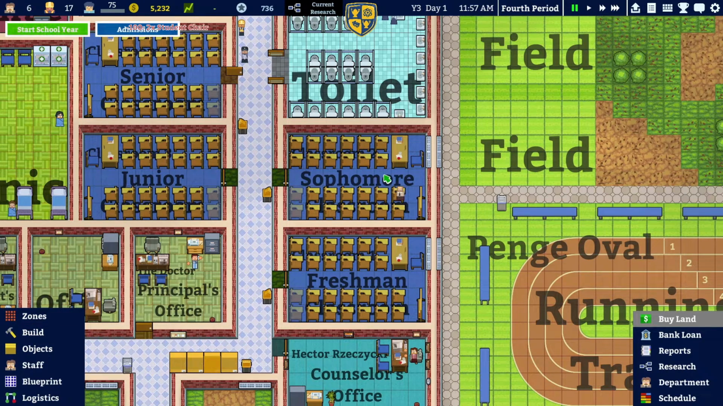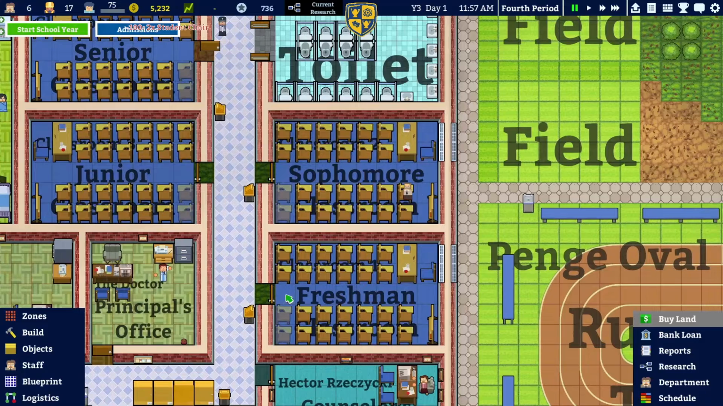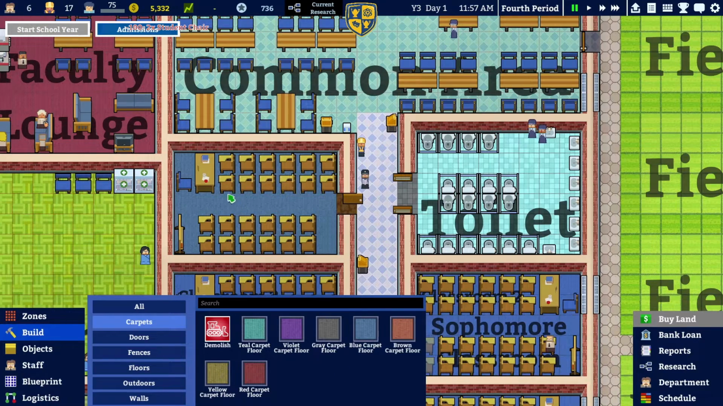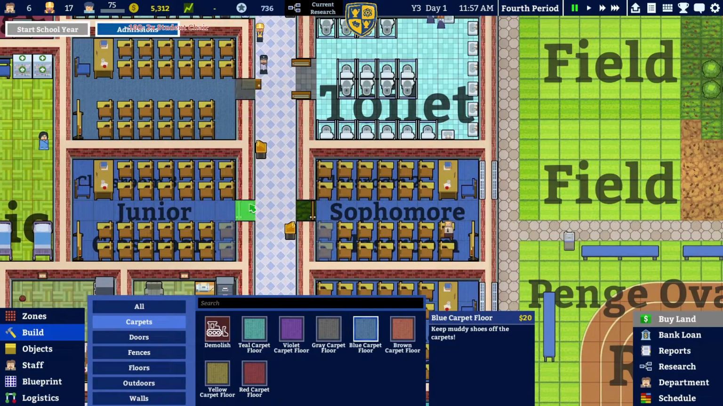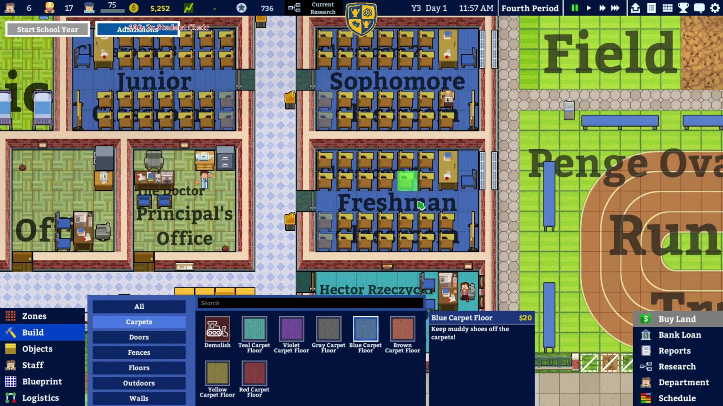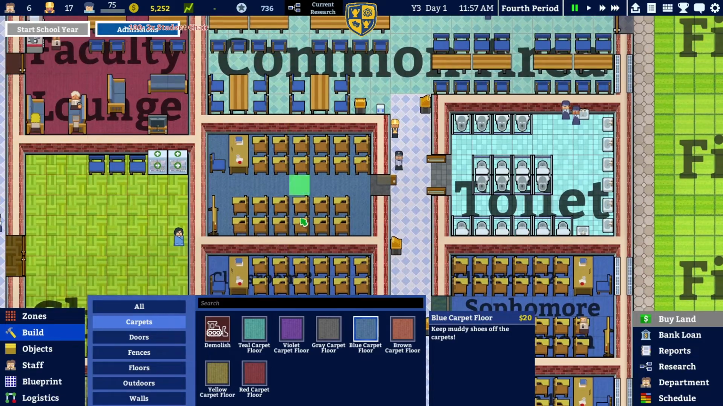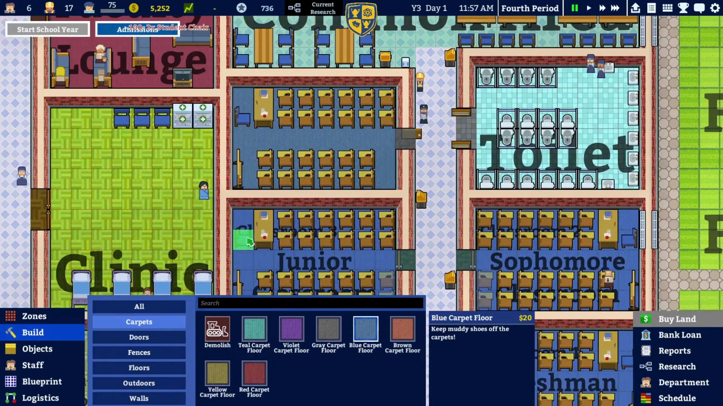I don't know what floor it is. What floor do we have in these rooms? I don't know, and I can't seem to find out. Can we find out what floor that is? I've had to remove the zone from there just to see what it is. But yes, it is just blue carpet floor, which I could have possibly guessed, but you're never quite sure because the zone overlays actually change the colour a little bit.